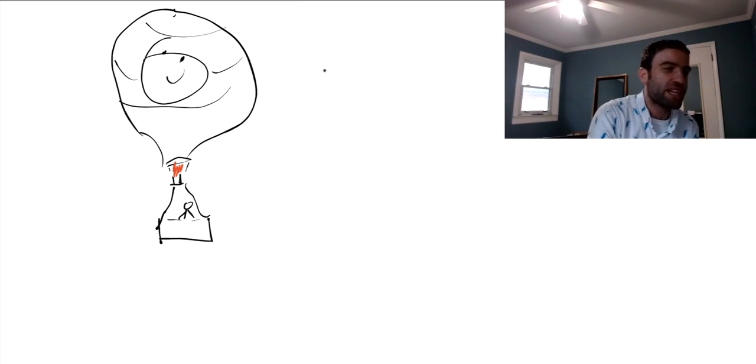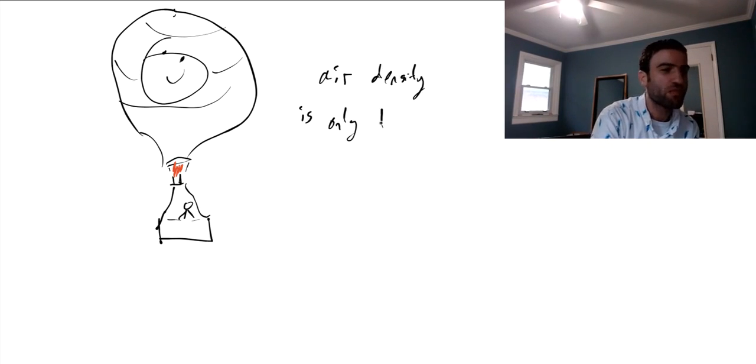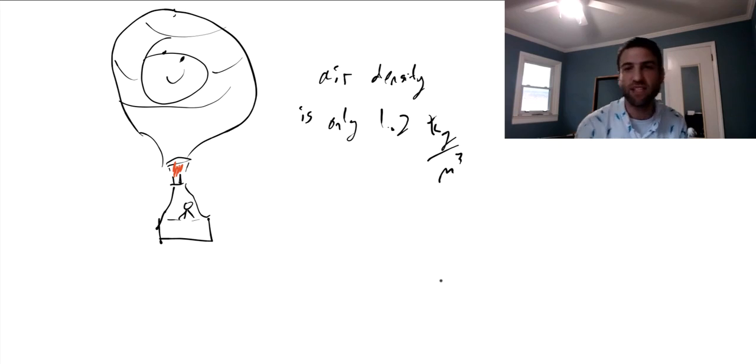Air density is only about 1.2-ish kilograms per meter cubed at sea level, right? And because of that, not many things actually float naturally in it, right? Most materials have a density which is bigger than the density of air, and so the amount of air they displace is not enough to make them lift up, right?